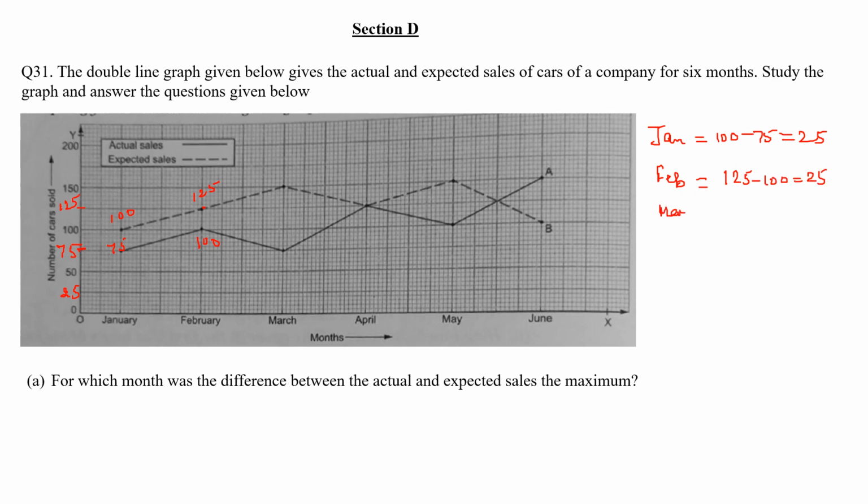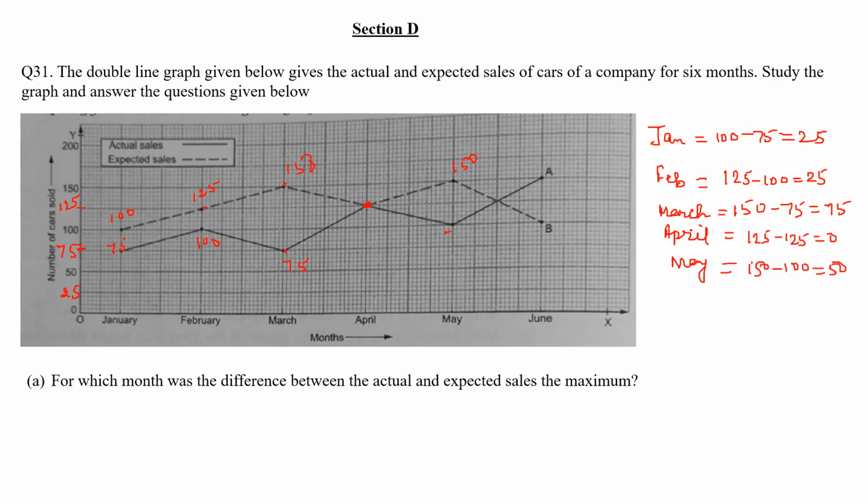Then March month. March month, if you see, this is 75 and this is your 150. So find out the difference. 150 minus 75, if you do, you will get 75. Next is April. For April, you can see the expected and actual sale both are same. So 125 minus 125 will give you 0. And in the next month, May, this is 150 and this is 100. So 150 minus 100, it will be 50.